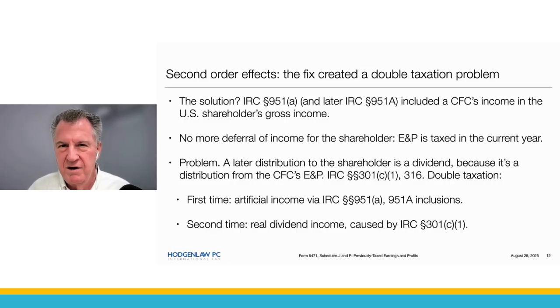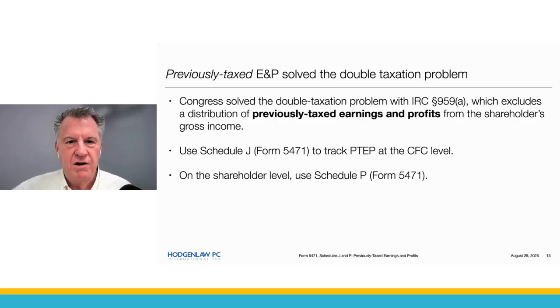First time on the make-pretend inclusion of income, where 951 says, let's make pretend that you actually earned those earnings and profits in the year that the CFC did. And second, on the for-reals distribution and the dividend. So to their credit, Congress sees that and says, all right, we're going to solve this. And they solved it with Section 959 that says, if a CFC makes a distribution out of previously taxed earnings and profits, meaning the income was included in the U.S. shareholders' gross income because of Section 951 and later 951(a), then that's previously taxed.